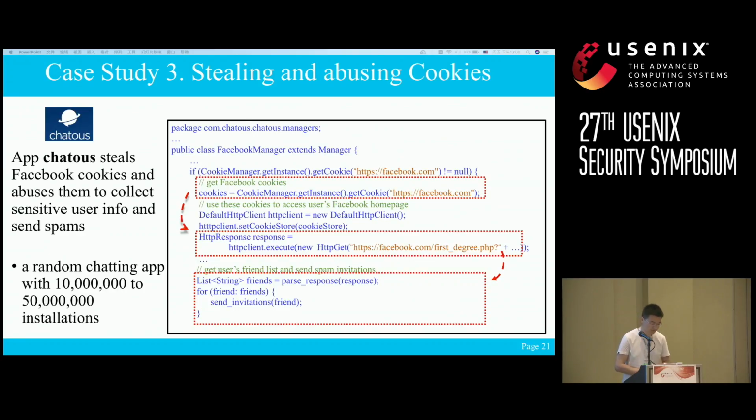And the third case is an app called Chat to Us. It's a very popular chatting app with more than 10 million installations on Google Play. It steals Facebook cookies and abuses the cookies to collect sensitive user information and send spams. We can see in the figure that the code uses cookiemanager.getCookie to get cookies from Facebook and attach that cookie to access users' homepage to access sensitive information, and then send spams to each of the user's friends.